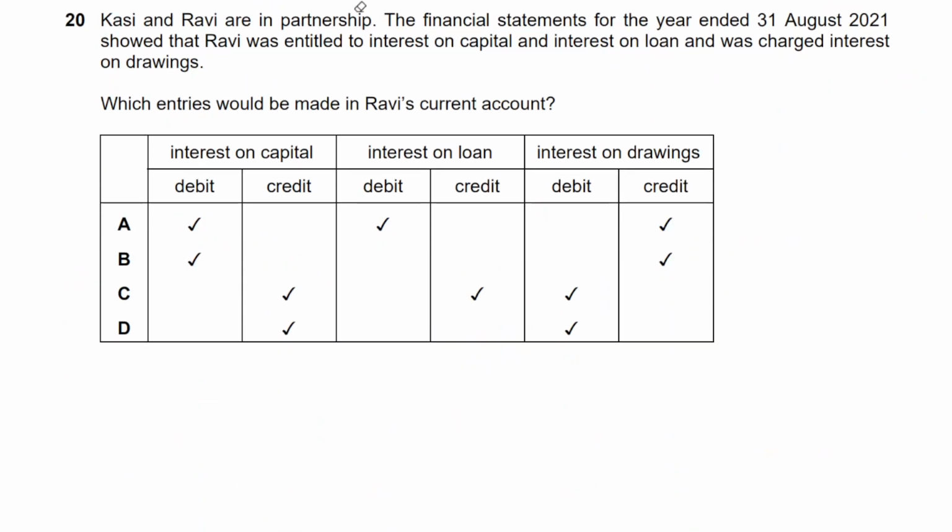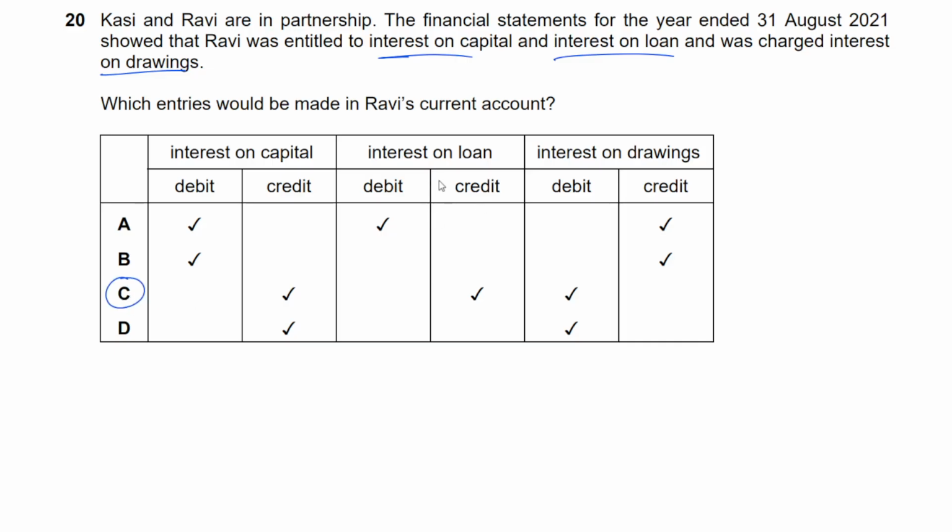Number 20. Kasi and Ravi are in partnership. The financial statements for the year ended 31st August 2021 showed that Ravi was entitled to interest on capital and interest on loan and was charged interest on drawings. So which entries would be made in Ravi's current account? Okay, so if he's entitled, the things he's entitled to will be credited to his current account, and the things he's charged with will be debited. Simple as that. That's how current account is defined. So interest on capital and loan should be credited to Ravi's account, and interest on drawings should be debited.